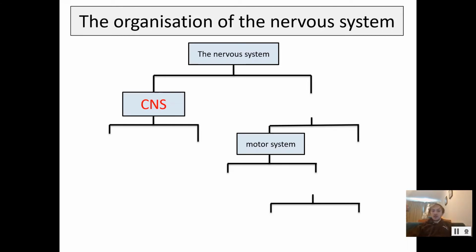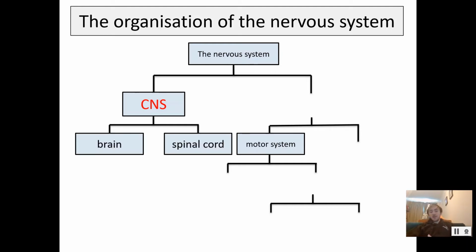The first is the central nervous system. Hopefully everyone's aware of the central nervous system from Year 11. But if you're not, the central nervous system is made up of the brain and the spinal cord. That is to do with coordinating all of the signals and all of the decisions that need making, mostly conscious decisions, but some unconscious decisions controlled by the brain and spinal cord.